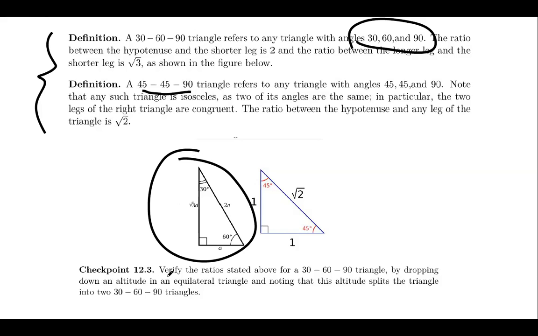So let's take a look at this checkpoint real quick. There's no answer to this one, but just go ahead and verify it on your own, and we'll talk about it in about a minute. Notice that it's talking about an equilateral triangle that has all the same sides and angle degrees of 60, and you're dropping an altitude down the middle. So go ahead and try that, and we'll talk about it soon.